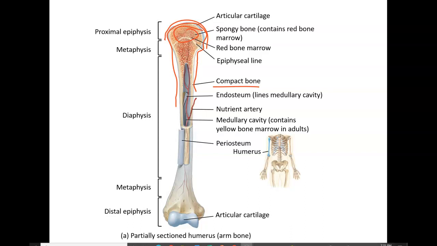So it's all going to be made there in the spongy bone. Next, you'll see what's referred to as the epiphyseal line. It's not always called the epiphyseal line. If you're still growing, that is going to be your growth plate. So it might be referred to as the epiphyseal plate.